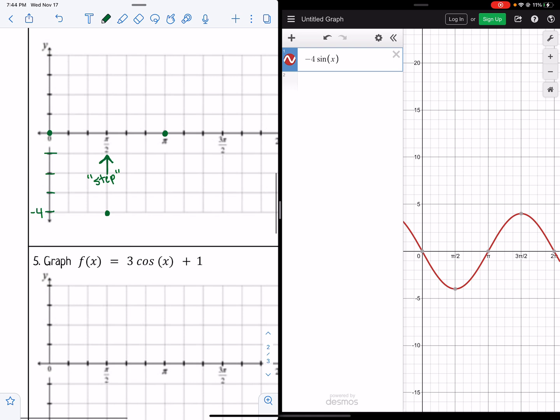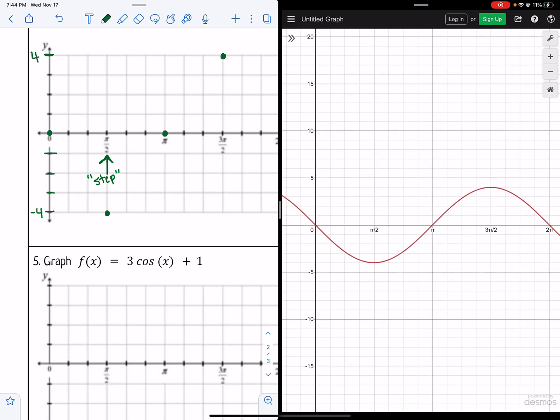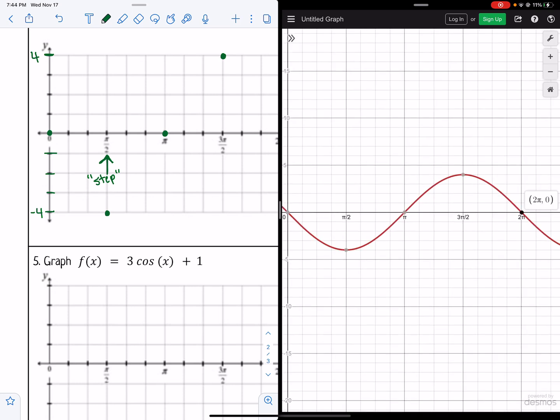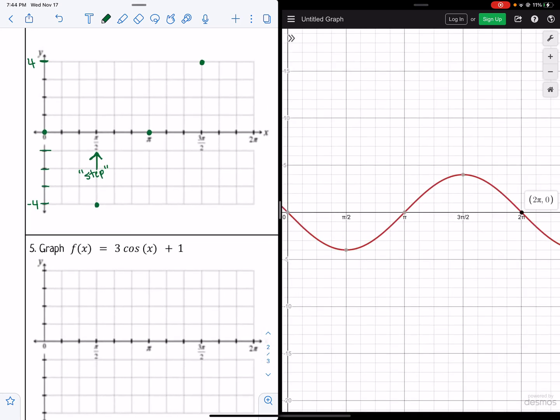I'm just going to make that a little bigger. 3 pi over 2 goes with 4. Let's label that one as 4 at the top. And here I'm going to move this over so I can pick out 2 pi is back down at 0. And then you just want to connect them as best you can. So you go down, back up, and around. And that's it.